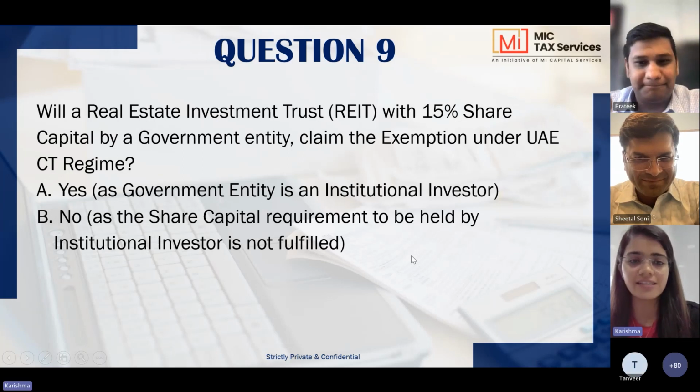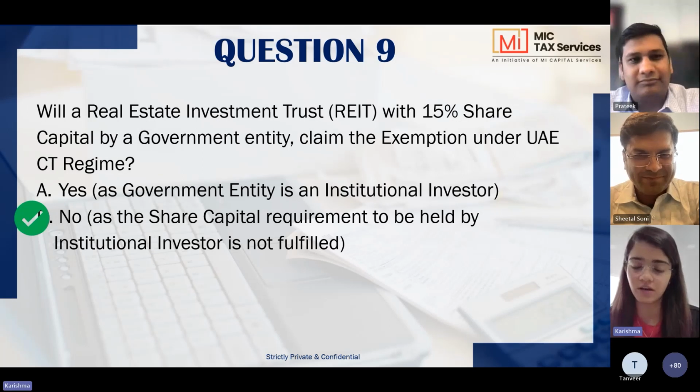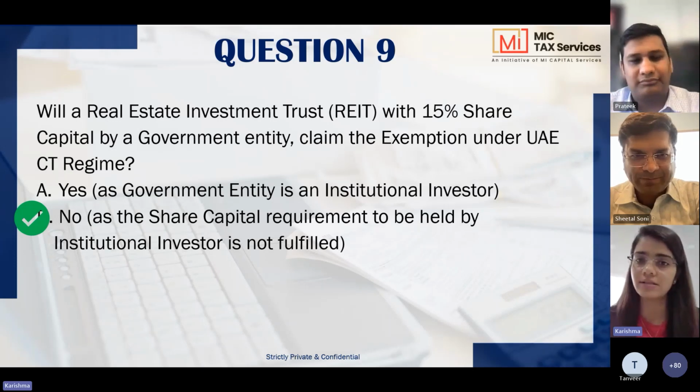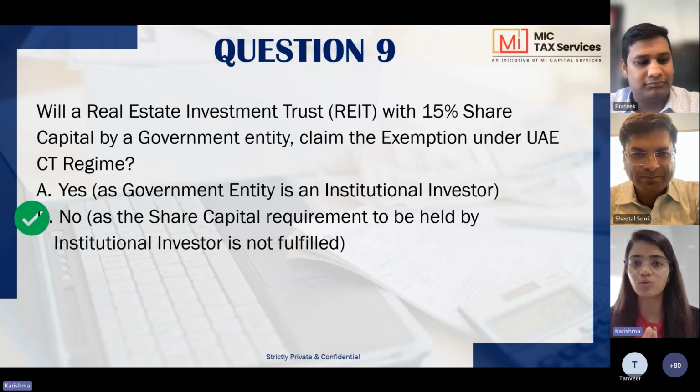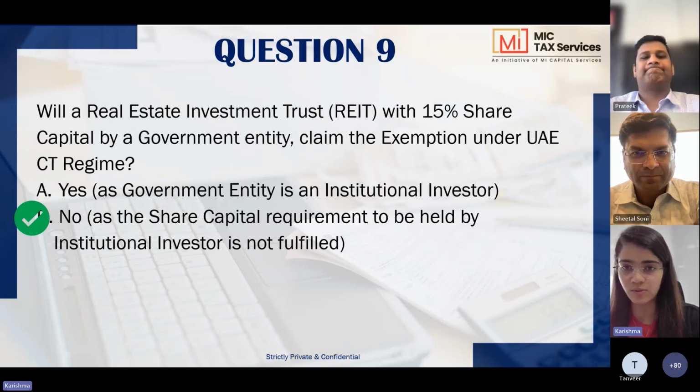Okay, so the right answer would be no, as the share capital requirement is not being fulfilled. The conditions given under Article 10 of the Corporate Tax Law and Cabinet Decision 81 are to be fulfilled together. It's not like only if the institutional investor is the owner of the shares, then it can claim, or even if the capital requirement is not met, they can claim. These conditions are to be fulfilled together. So as explained earlier by Pratik sir, the share capital requirement needs to be minimum 20%.